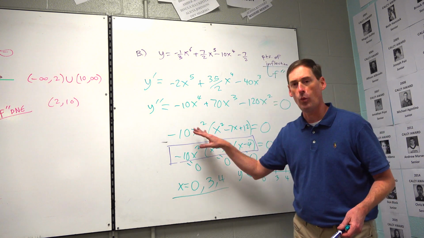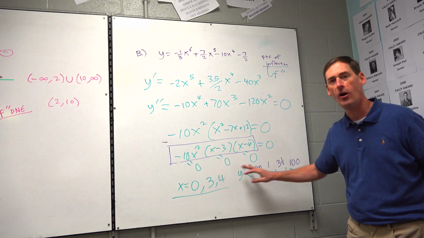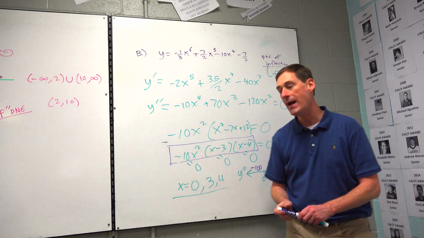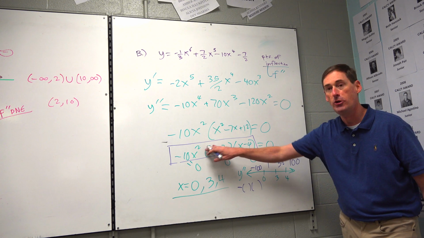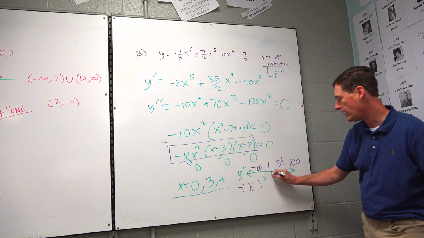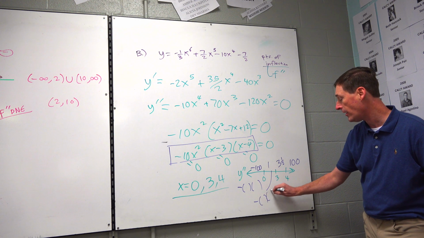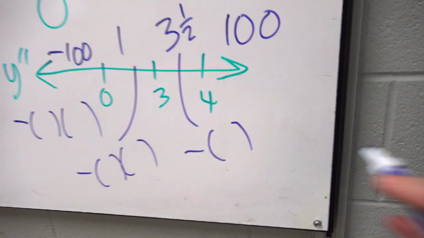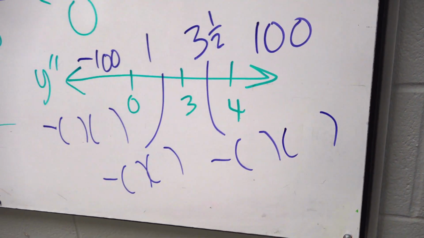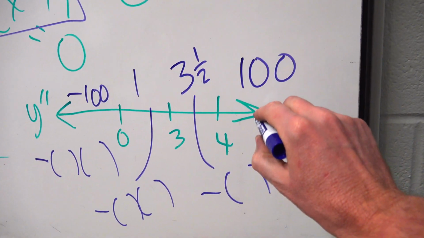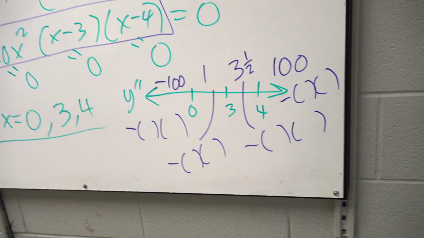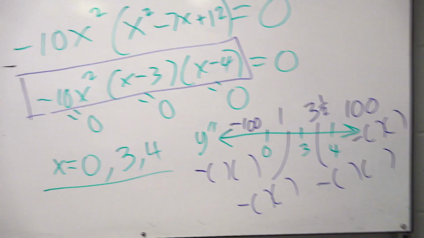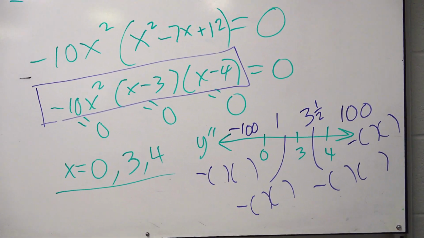So don't go through and worry about negative 10x squared for all these test points. No, it's always negative. So the first one's going to be negative, and the other two parentheses are to be determined. Okay, let's go here. Negative, unknown, unknown. Negative, parentheses, parentheses. Negative, parentheses, parentheses. Okay, so get that negative 10x squared out of the way. It's never going to change. It's never going to be anything but negative.